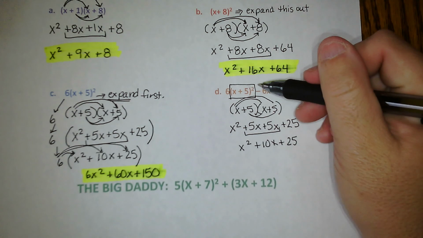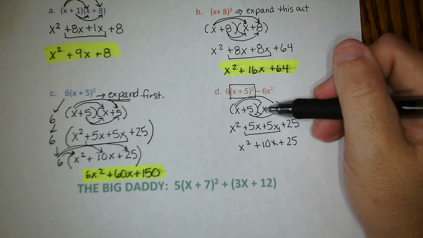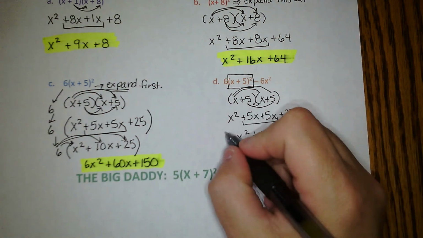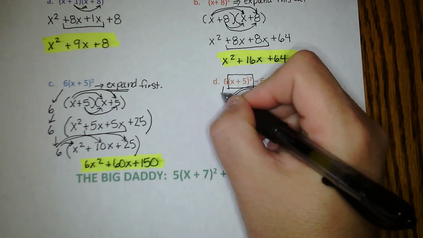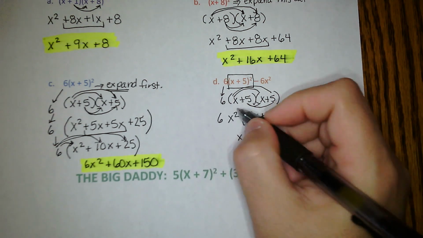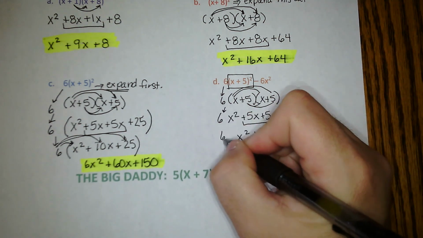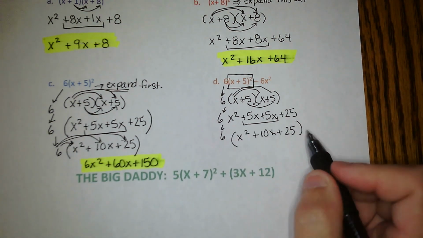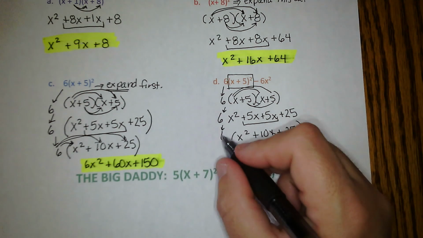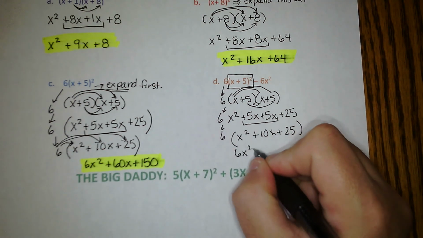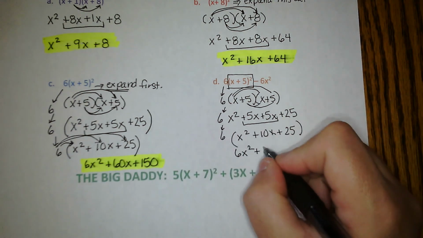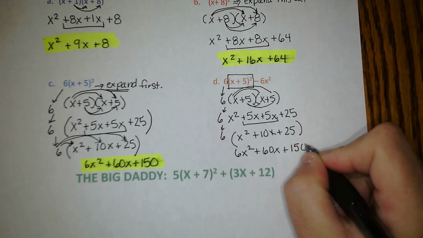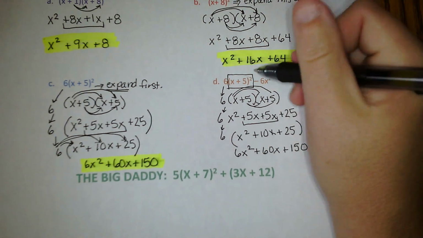That's just this piece of it. So that's just another reaffirmation of that. We're going to bring our 6 down, because remember, we don't do the 6 until last. We're going to distribute your 6 through. That's how we got this one. 6 times x squared is 6x squared. 6 times 10x is 60x. And 6 times 25 is 150. That's all this beginning stuff.